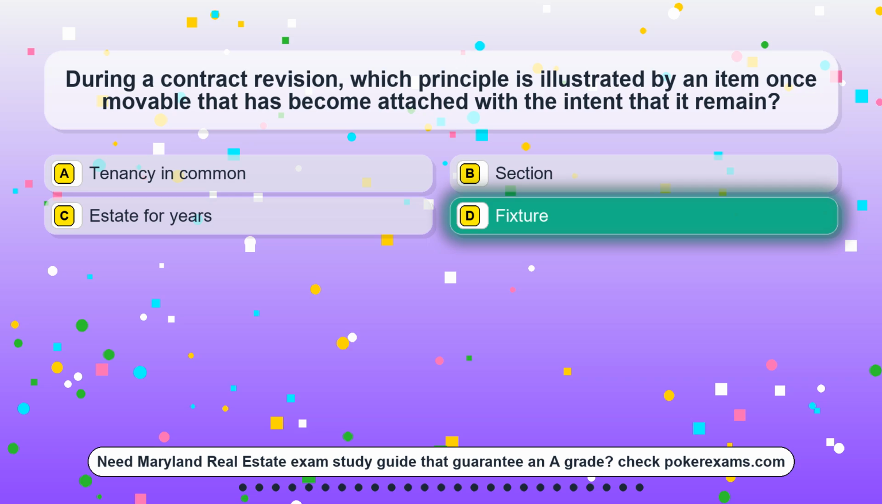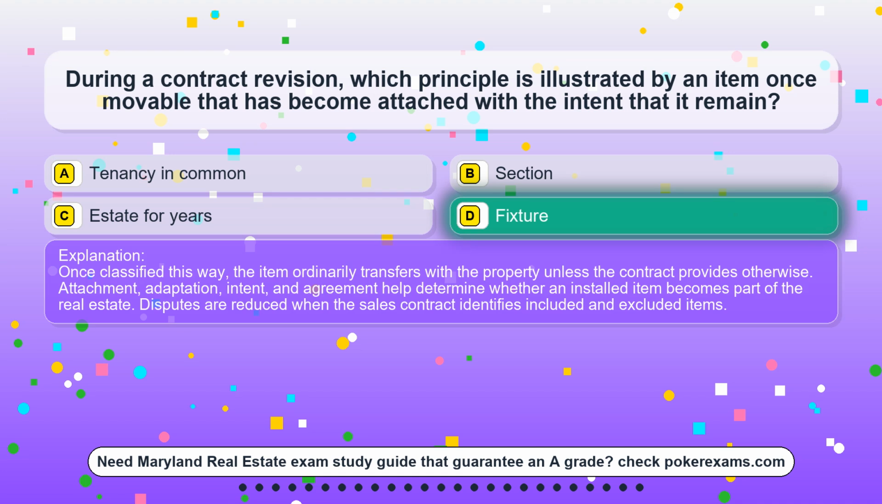The correct answer is option D, fixture. Once classified this way, the item ordinarily transfers with the property unless the contract provides otherwise. Attachment, adaptation, intent, and agreement help determine whether an installed item becomes part of the real estate. Disputes are reduced when the sales contract identifies included and excluded items.